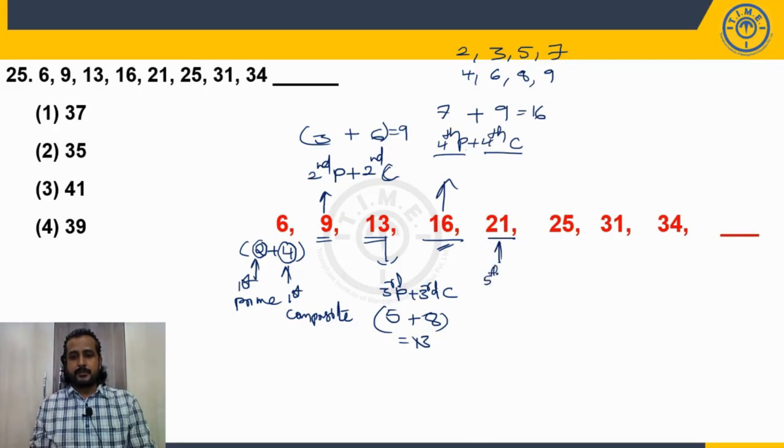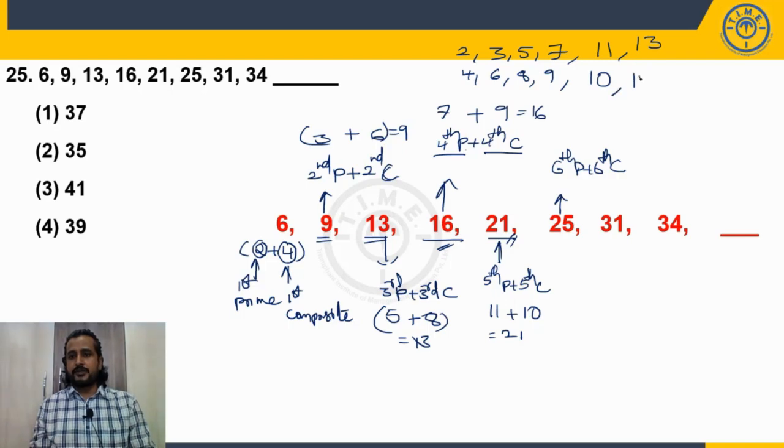Now the next is 21. 21 is the fifth prime plus the fifth composite. What is the fifth prime? After 7, it is 11. What is the fifth composite? After 9, it is 10. So 11 plus 10 is 21. Perfectly matching. Can you understand the pattern? Now what should be next? Sixth prime plus sixth composite. After 11 is 13, and after 10 the composite is 12. So 13 plus 12 is equal to 25. Perfectly matching.